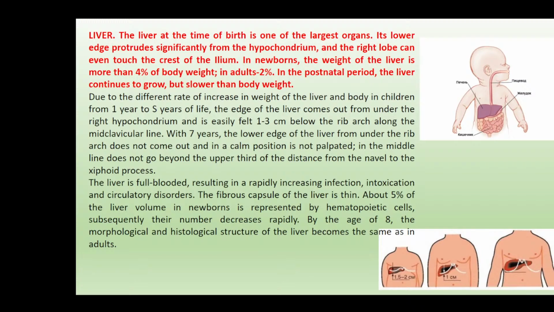The liver is full-blooded, resulting in rapidly increased infection, intoxication, and circulatory disorder. The fibrous capsule of the liver is thin. About 5% of liver volume in a newborn is represented by hemopoietic cells.